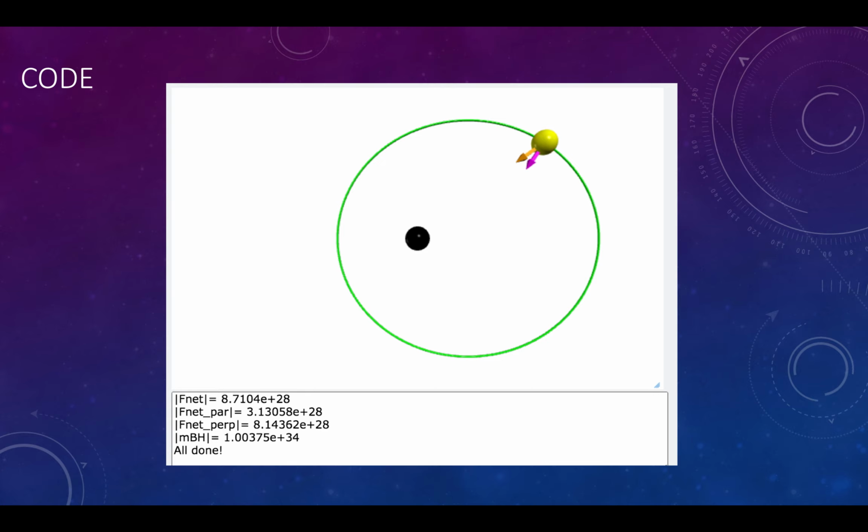Here is a snapshot from my final computational model, and as you can see, the mass of the black hole is calculated to be around 1 times 10 to the 34 kilograms.